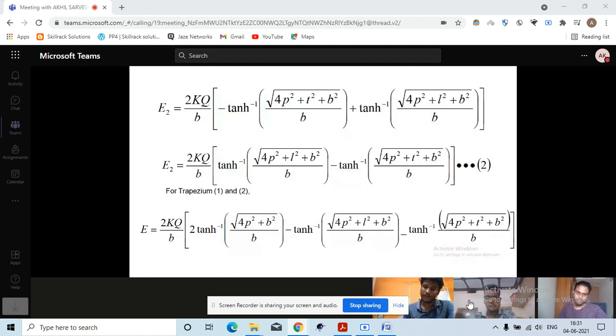So this is the E2 expression for the two triangles. For the total trapezium, we have to add E1 and E2. By adding them, we are getting the final expression mentioned here. Next page.